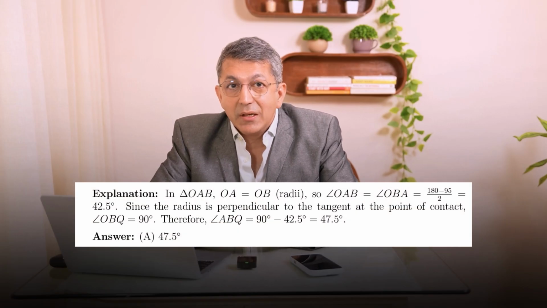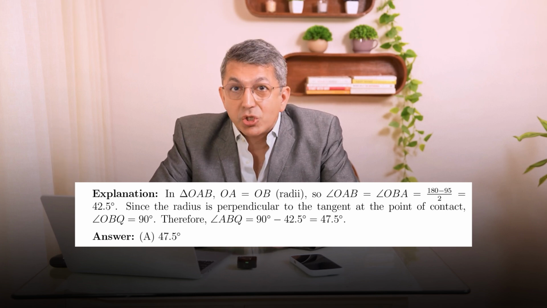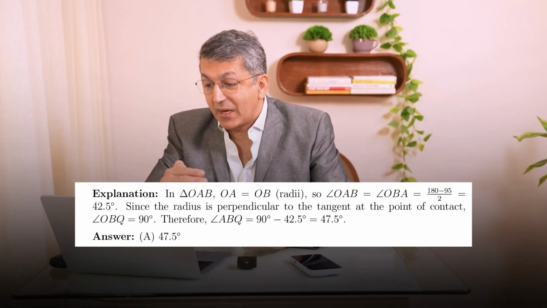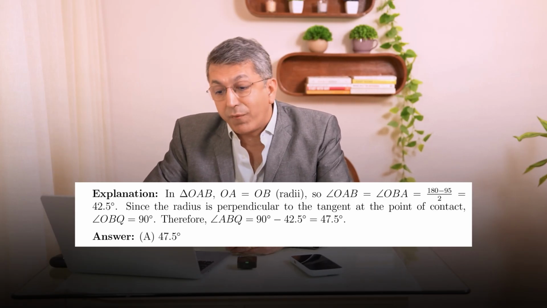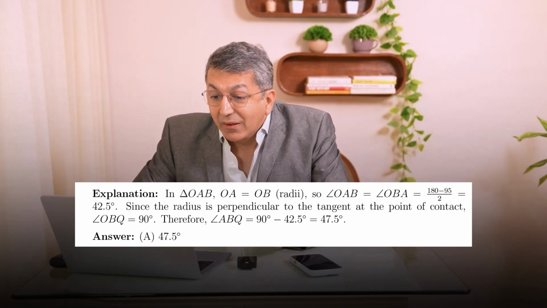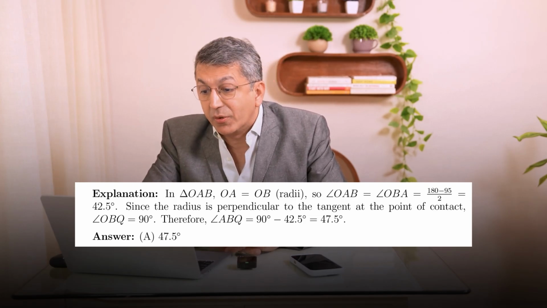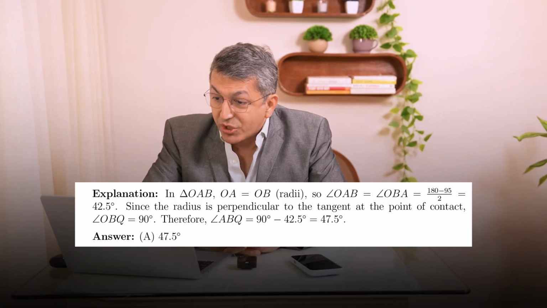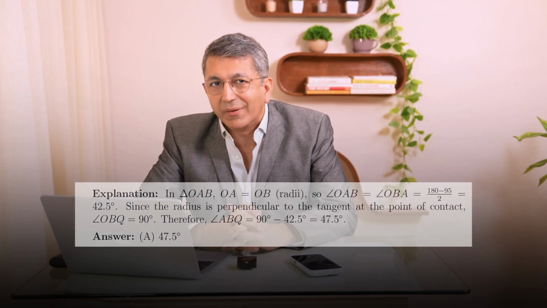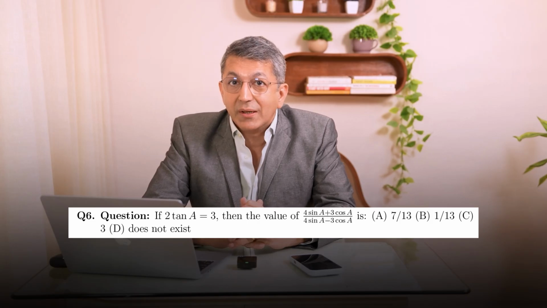Explanation. In triangle OAB, OA = OB, radii. So angle OAB = angle OBA = (180 minus 95) divided by 2 = 42.5. Since the radius is perpendicular to the tangent at the point of contact, angle OBQ = 90 degrees. Therefore, angle ABQ = 90 degrees minus 42.5 degrees = 47.5 degrees. Therefore, the answer is A, 47.5 degrees.